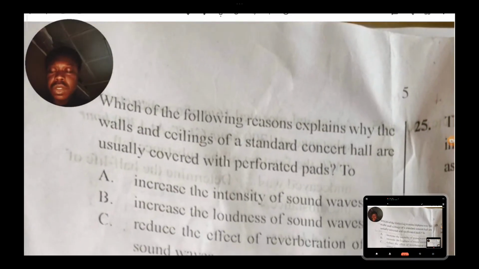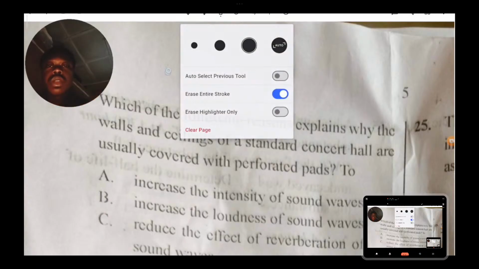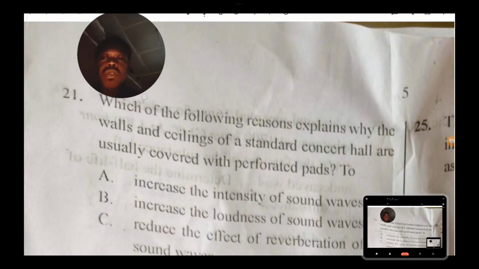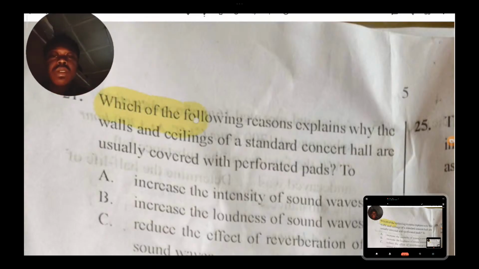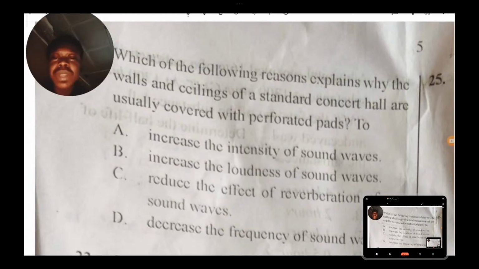Now we move to question 21. Which of the following reasons explain why the walls and ceilings of a standard concert hall are usually covered with perforated parts? Now, if you observe, this is under sound wave. How many questions have you observed are coming from sound wave here? So, if you are not good with sound wave, you have issues, I'm telling you.